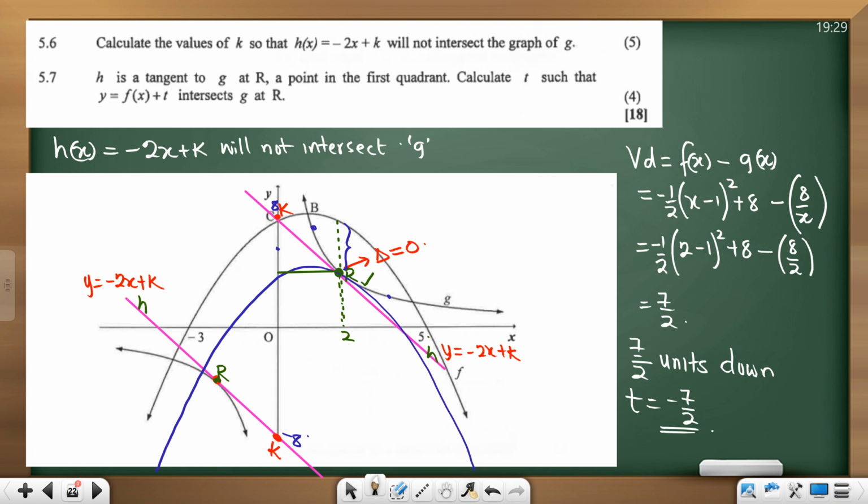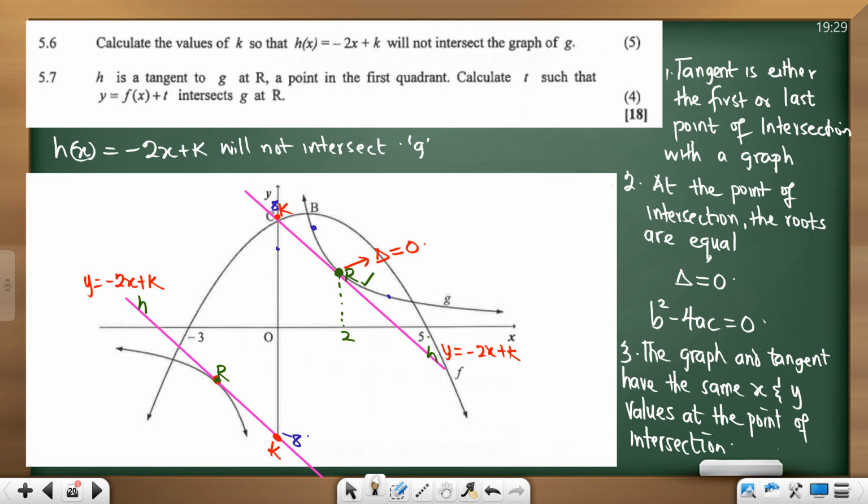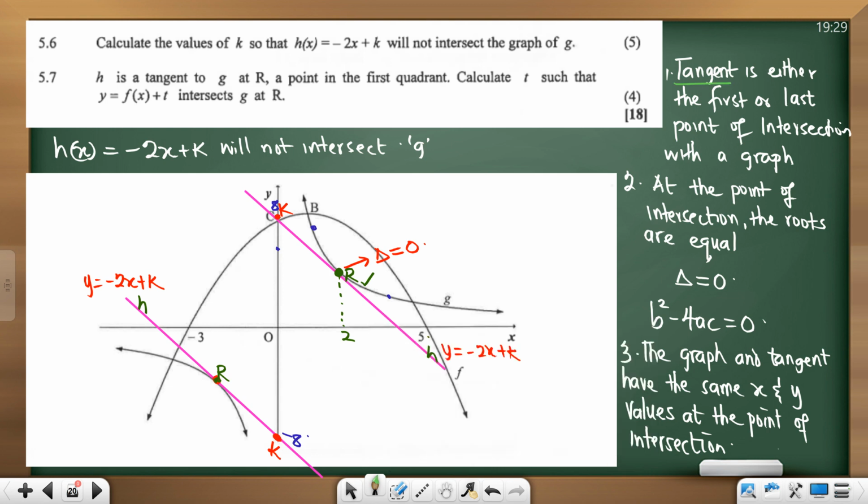Point of intersection, we equate. They said h is a tangent. I've taught you now how to deal with tangents. Look, this note is very important. Tangent is either the first or the last point of intersection with a graph. Number 2, at the point of intersection, which is where we have the tangent, remember we said tangent is a point of what? Intersection. At that point, the roots are equal.